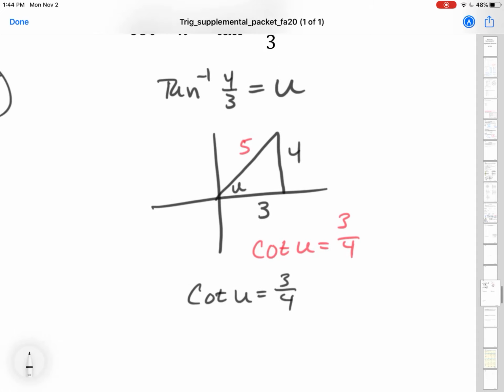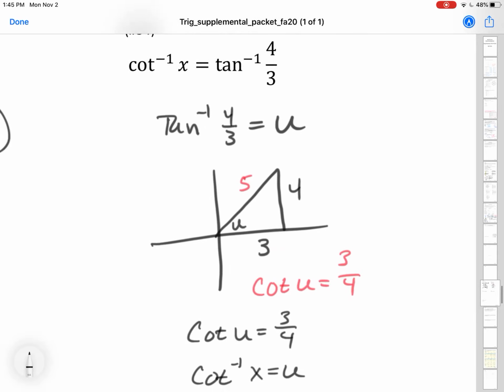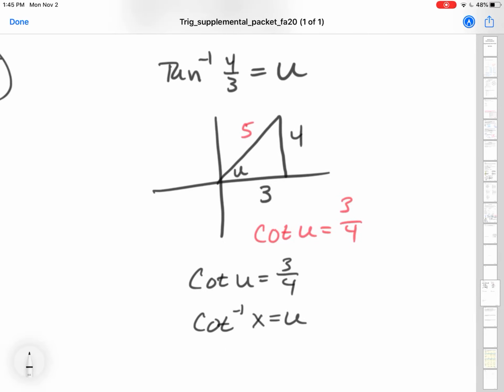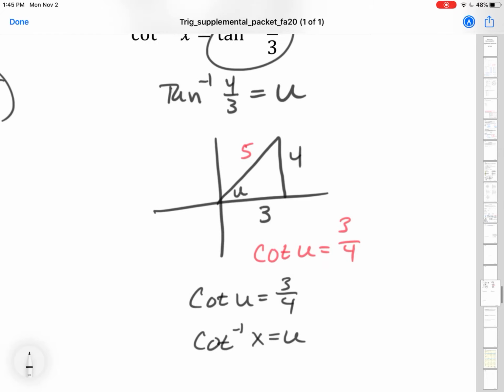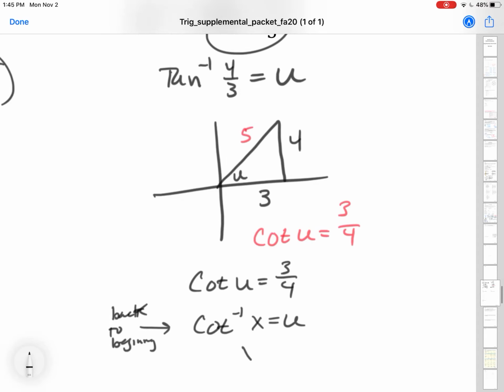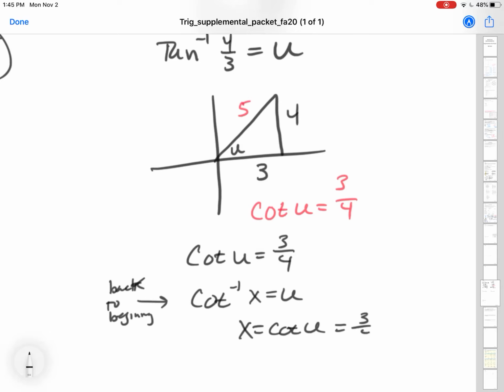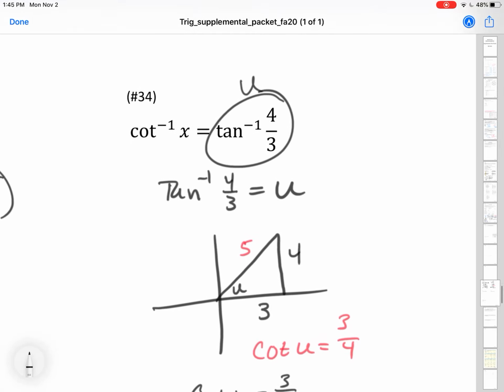Cotangent of u, this is my side work, is 3/4. Let's go use that. So cotangent inverse of x is equal to u. If I go back to the beginning, I let all of this be u. So cotangent inverse of x is equal to u. So I'm going back to the beginning. Okay, so what's x equal to? x is equal to the cotangent of u. And we know the cotangent of u is 3/4.